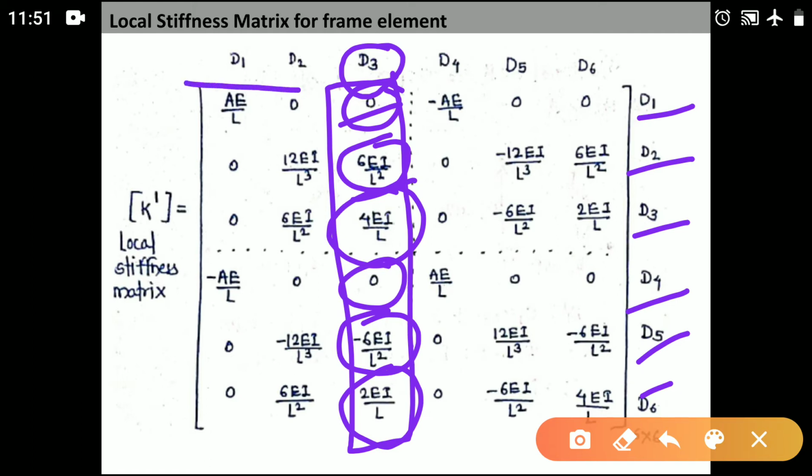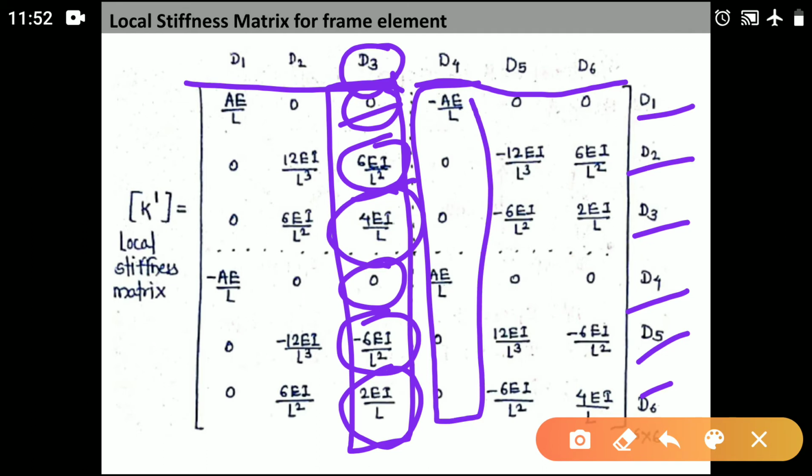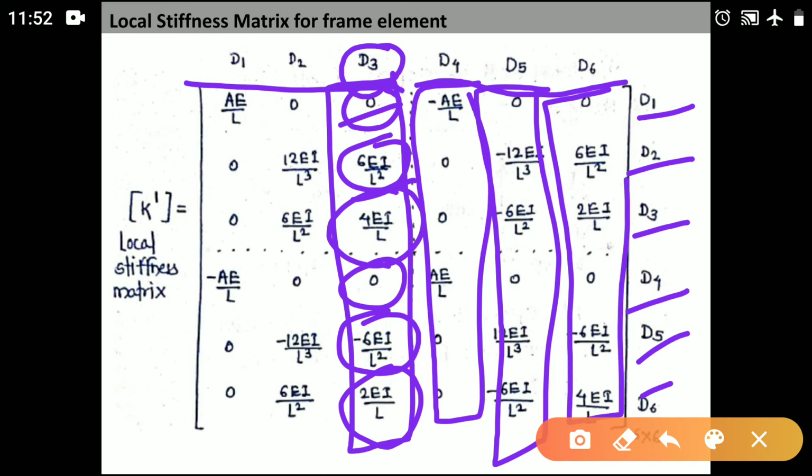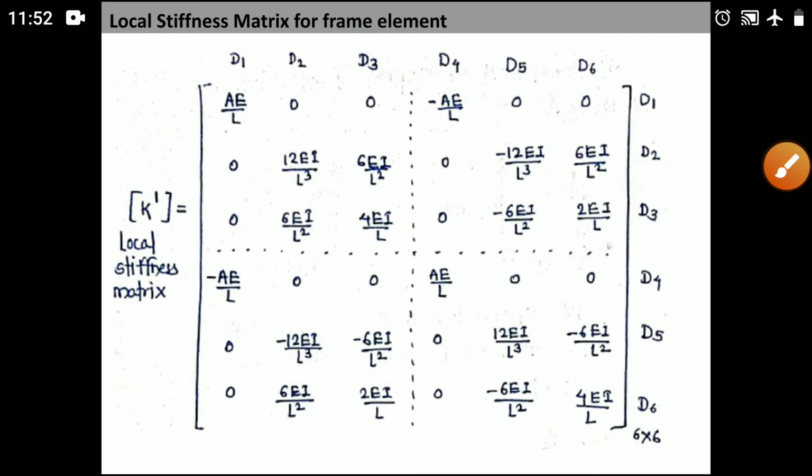So these three are the degrees of freedom, D1, D2, D3 at A. Similarly, D4, D5, D6 are at B. This column D4 is horizontal force at B in all six figures respectively, all six elements. This D5 column is vertical reaction at B, and this last D6 column is moment at B. And all these elements you have to write according to sign convention. Moment anti-clockwise positive, clockwise negative.